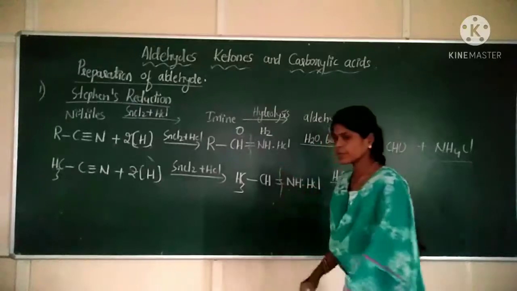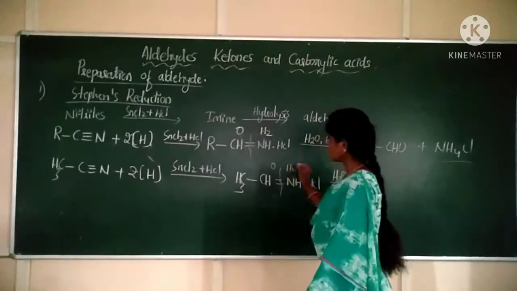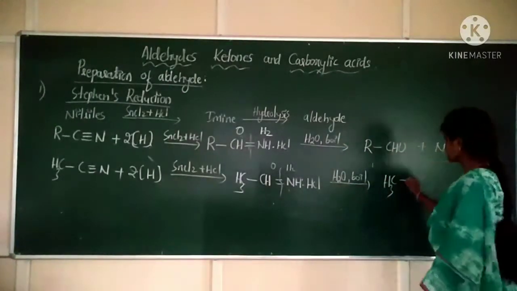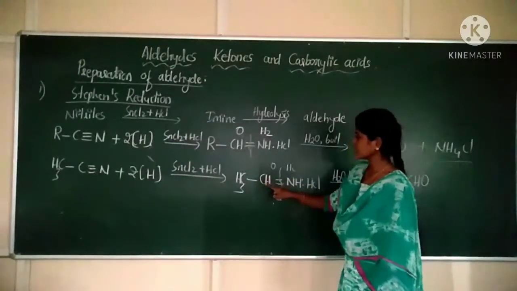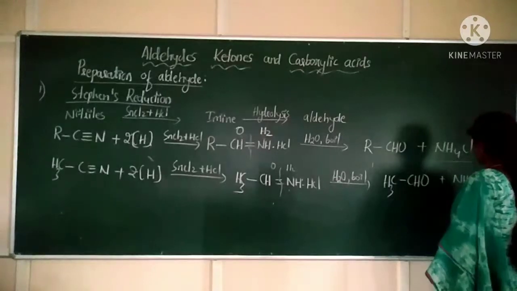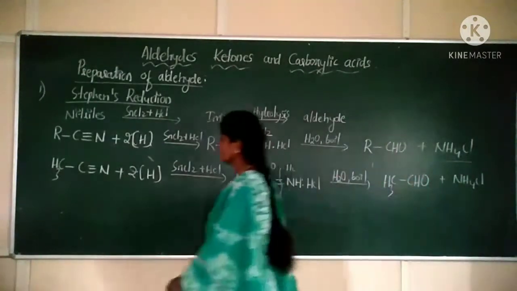Again, break this bond. Add oxygen this side, that side, and hydrogen this side. So it will form what? CH3 CHO plus NH4Cl. Correct? So name it.